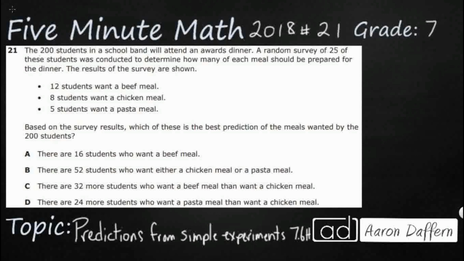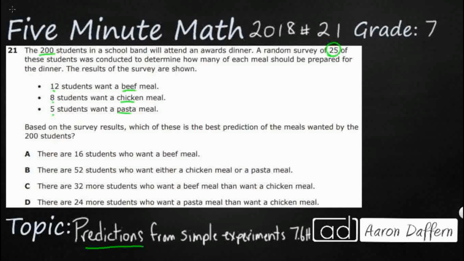So we've got 200 students coming to an awards dinner, and for preparation, we're going to randomly survey 25 kids to figure out what they want, and then use that as a prediction to see what the 200 kids will want. Out of that 25, 12 want beef, 8 want chicken, 5 want pasta. So we need to figure out how many of the 200 kids would want these three options, right? Let's just say we're restricted to beef, chicken, and pasta.